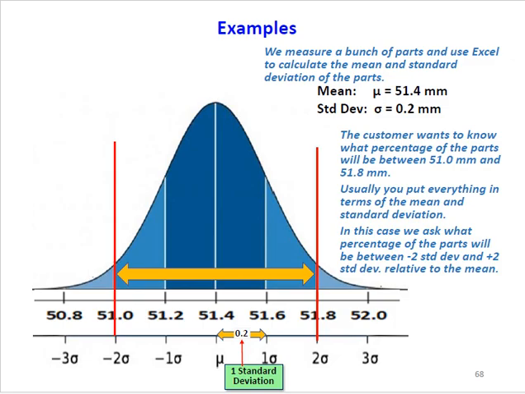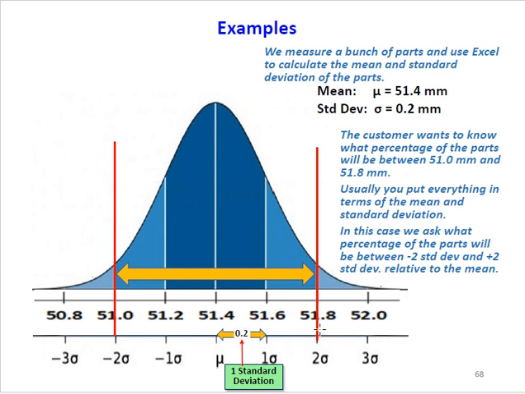Alright, then we'll get into the example. Here we have a mean of 51.4, the one that we always use, and 0.2 millimeter for your standard deviation. So we measure a bunch of parts, and then we're going to use Excel to calculate the mean and standard deviation of the parts. The customer wants to know what percentage of the parts will be between 51.0 millimeter and 51.8 millimeter.